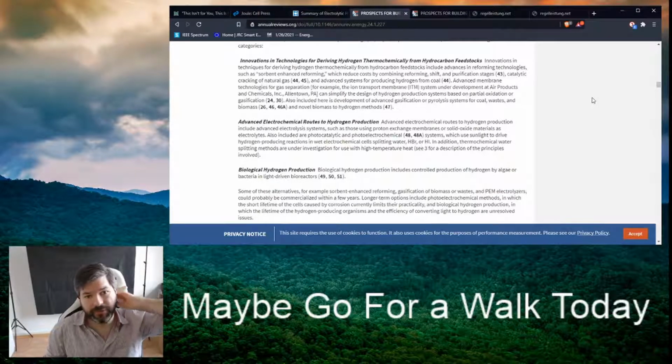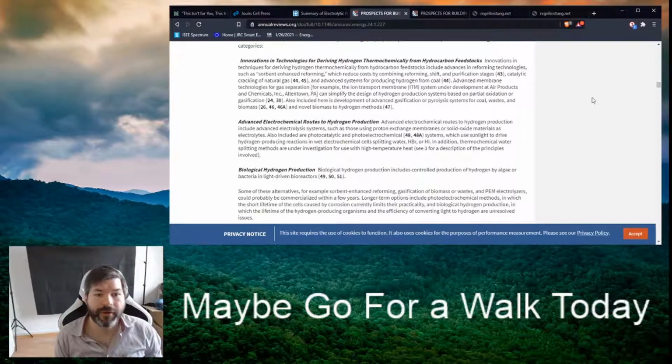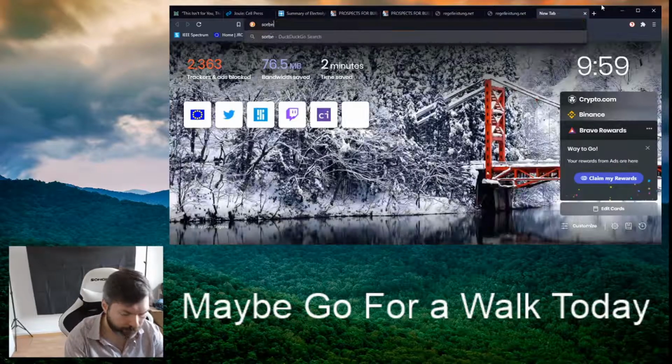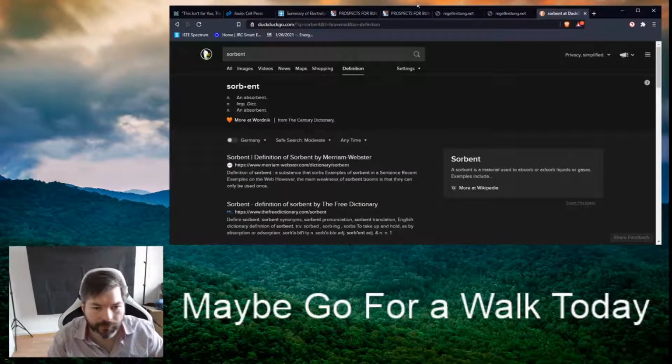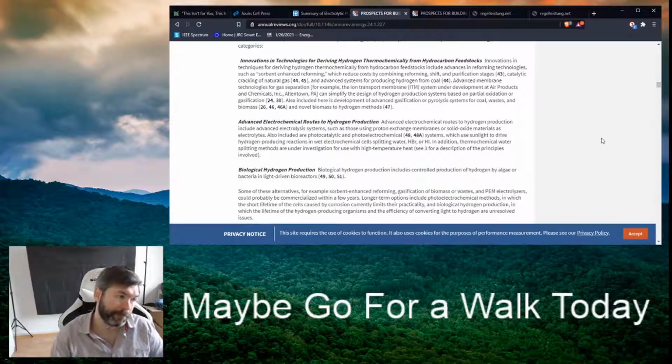Innovations in techniques for deriving hydrogen thermochemically from hydrocarbon feedstocks includes advances in reforming technologies such as sorbent enhanced reforming. What is a sorbent? I've never even heard this word. Sorbent and absorbent. Okay, so sorbents absorb things. Today I learned.